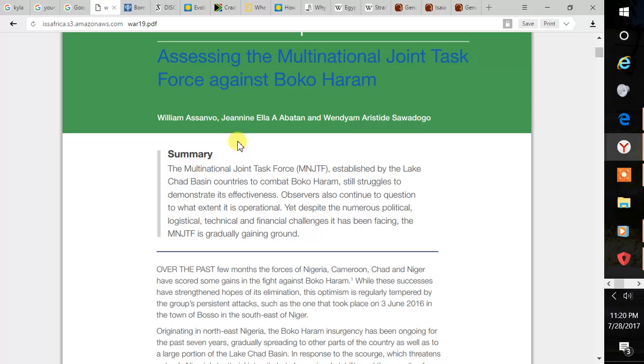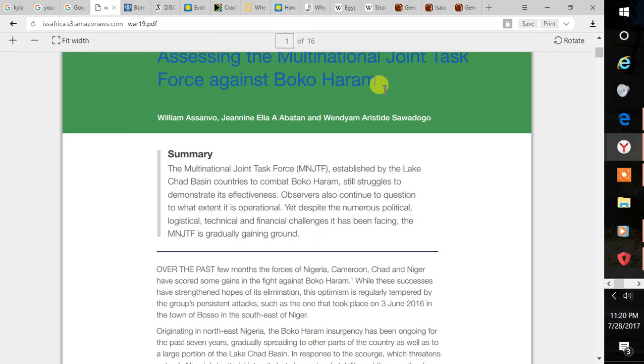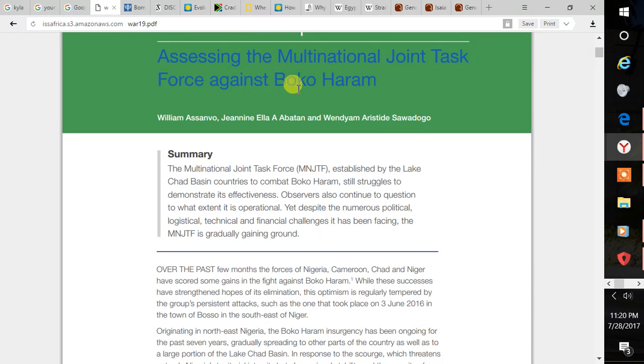This particular article says, assessing the multinational joint task force against Boko Haram. And it says here, the multinational joint task force, MNJTF, established by the Lake Chad Basin countries to combat Boko Haram, still struggles to demonstrate its effectiveness. Observers also continue to question to what extent. Now, can you see why? I just want you to take note of this. They said Lake Chad Basin countries.